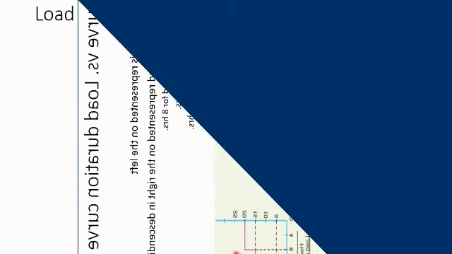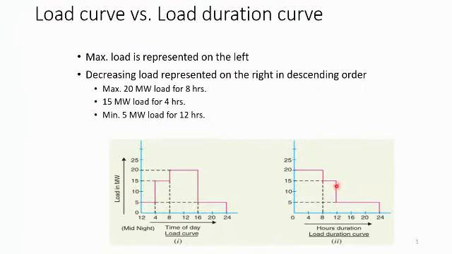We can see that we have two plots. One is on the right side and the other is on the left side. So let's talk about the load duration curve, which is on the right side. On the y-axis we have the load in megawatts, and on the x-axis we have the duration in hours. We have maximum load 20 and then 15 and then 5.